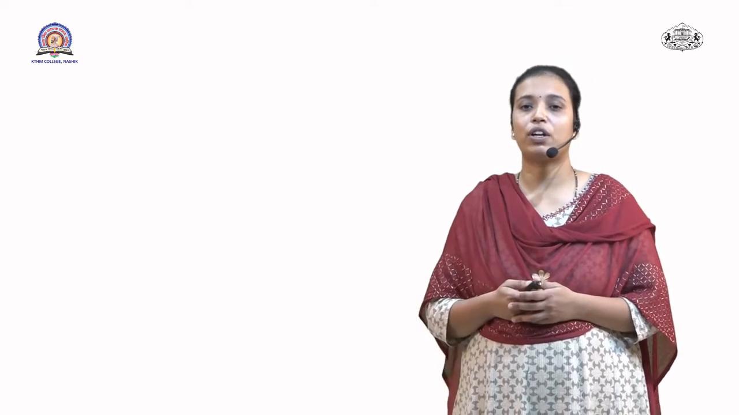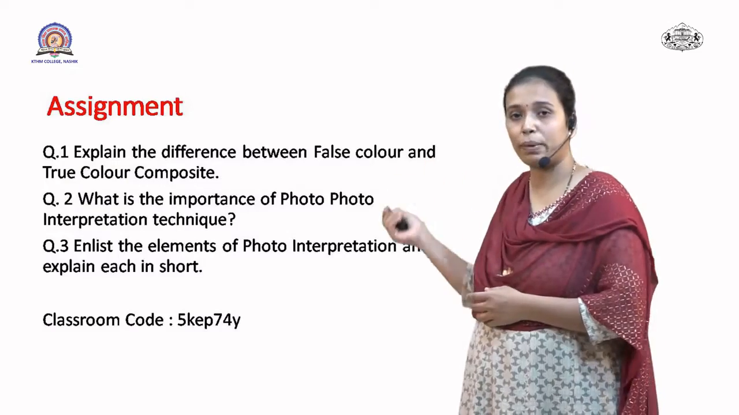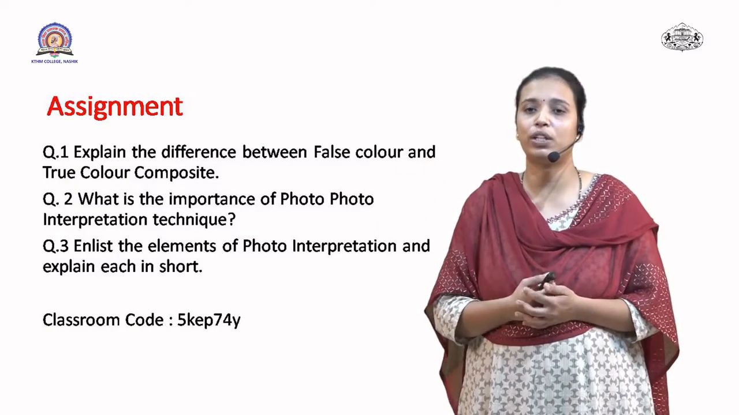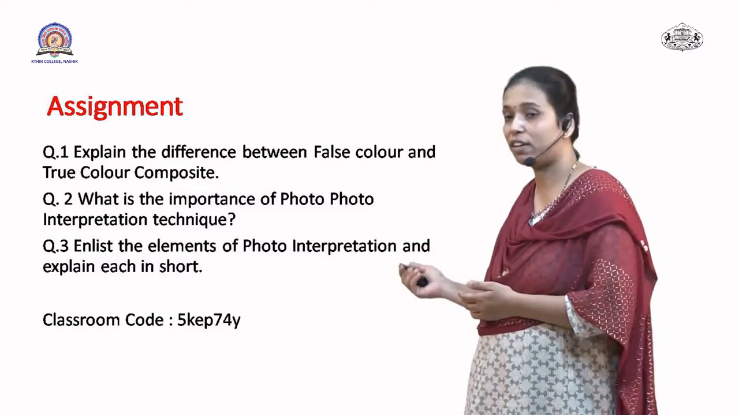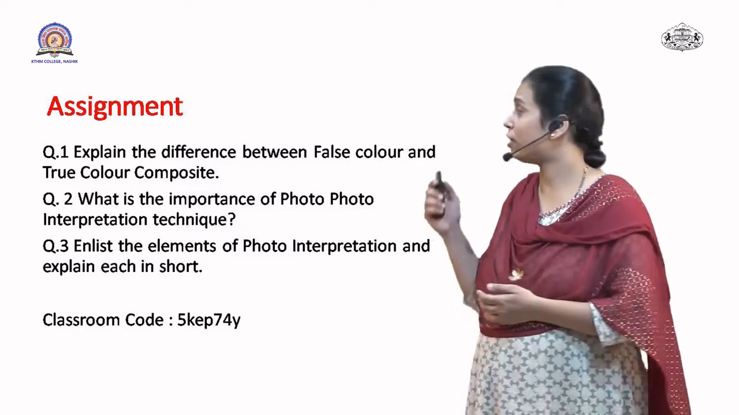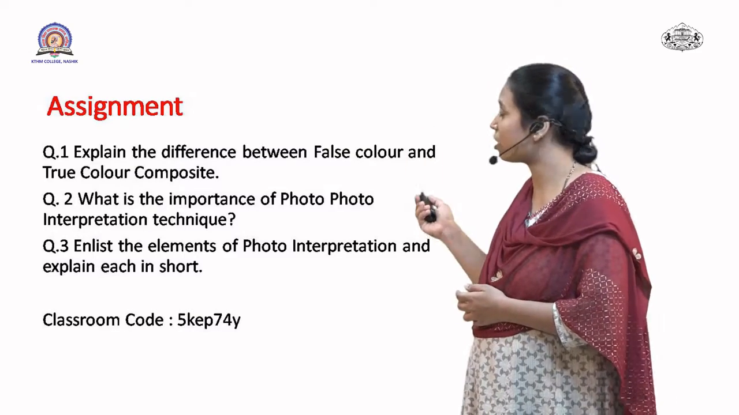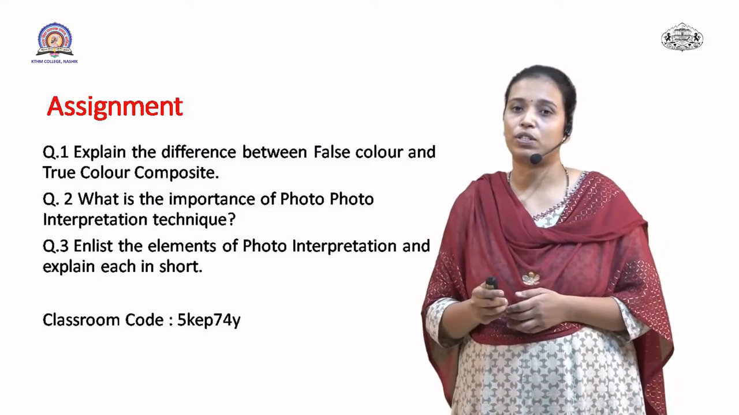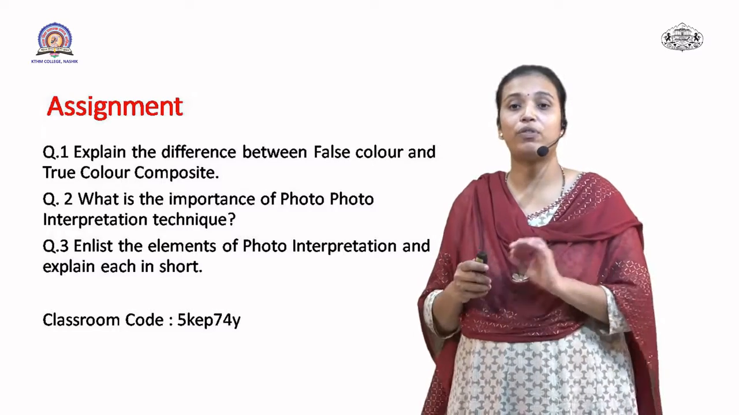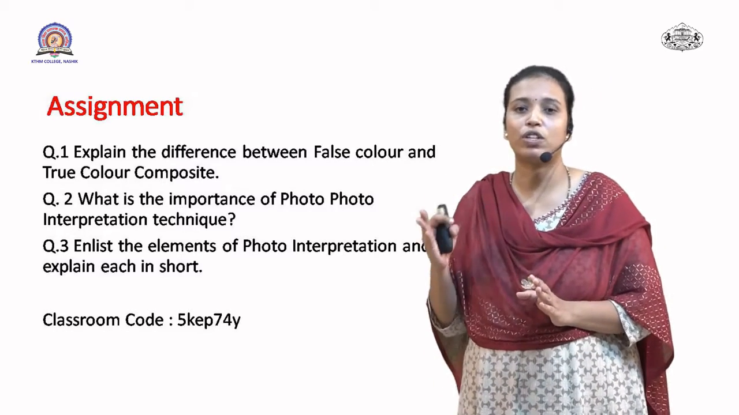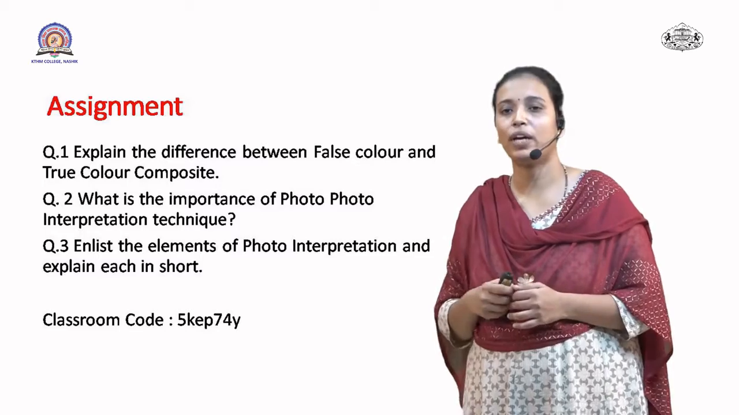Now we have seen what the color composites are, what the photo interpretation techniques are, and how elements are used to interpret the photos. So from this whole lecture all students have to complete this assignment and send it to the classroom code which is given at the bottom of this slide. The first question of the assignment is: explain the difference between false color composite and true color composite. In this question you have to explain what is false color composite, what is true color composite, and how they differ from each other.